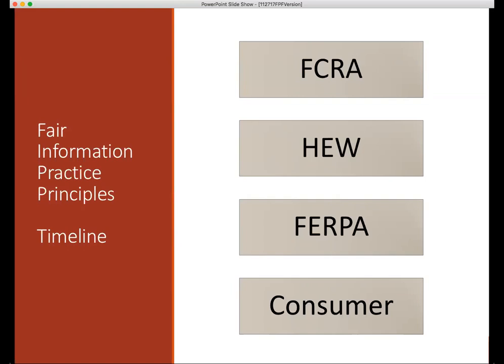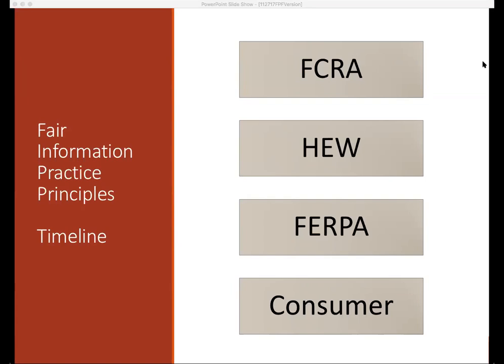So what was then the Department of Health, Education, and Welfare came out with a report in 1973 that outlined the first version of the Fair Information Practice Principles. These were then incorporated into FERPA, the Family Educational Rights and Privacy Act. As you are no doubt aware, FERPA is the primary tool on the federal level that ensures student privacy and deals with student data in higher education.